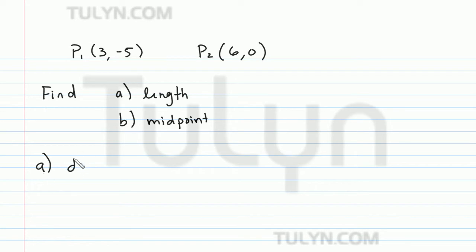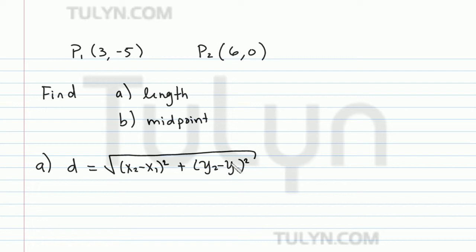So recall the distance formula between 2 points is the square root of (x2 minus x1) squared plus (y2 minus y1) squared, where (x1, y1) and (x2, y2) are 2 distinct points. So first let's label our points. So I'm going to let (6, 0) be (x1, y1), and (3, -5) is (x2, y2). It doesn't actually matter as long as we keep 3 and -5 together and 6 and 0 together.